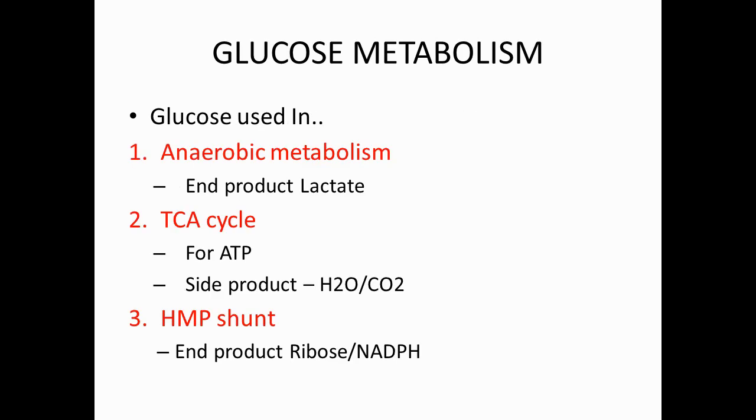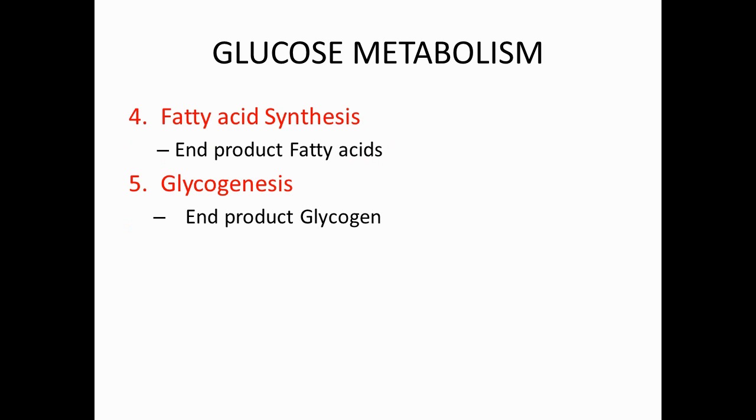Now we'll see how glucose is used in metabolism. Glucose is used in anaerobic metabolism, and the end product will be lactate. Secondly, it is used in the TCA cycle for ATP in order to generate energy, and the side products will be water and carbon dioxide. Thirdly, it is used in the HMP shunt, and the end products will be ribose and NADPH, which will be used in DNA synthesis, so glucose is very important for the HMP shunt too. It is also used in fatty acid synthesis and glycogenesis in order to make fatty acids and glycogen respectively.